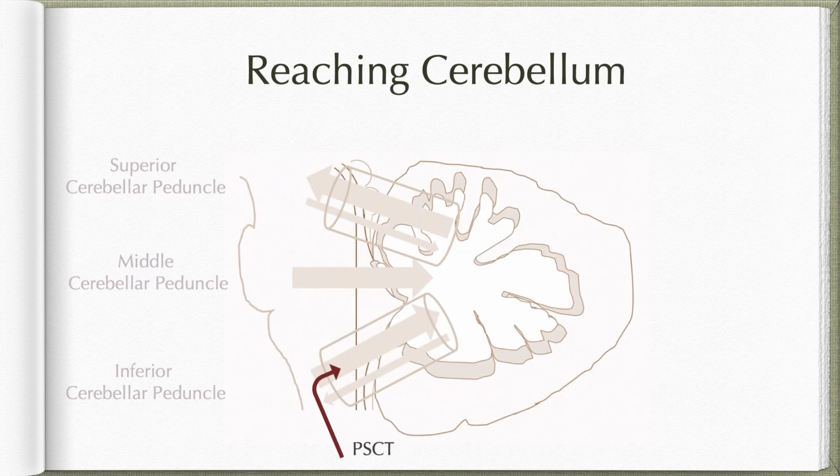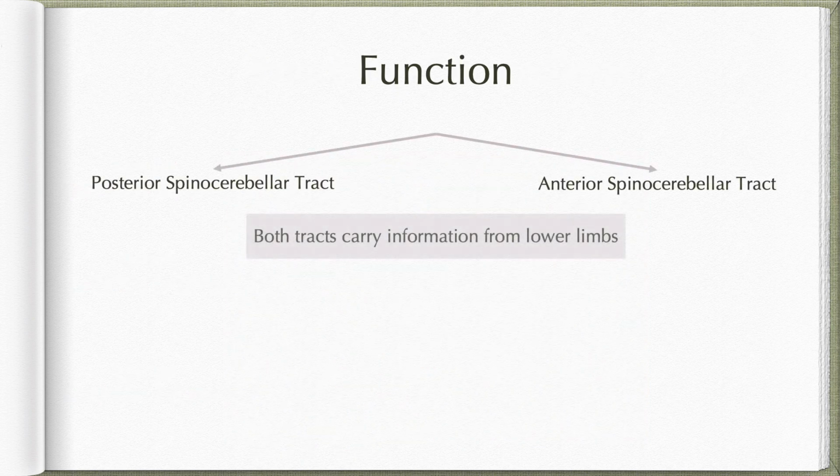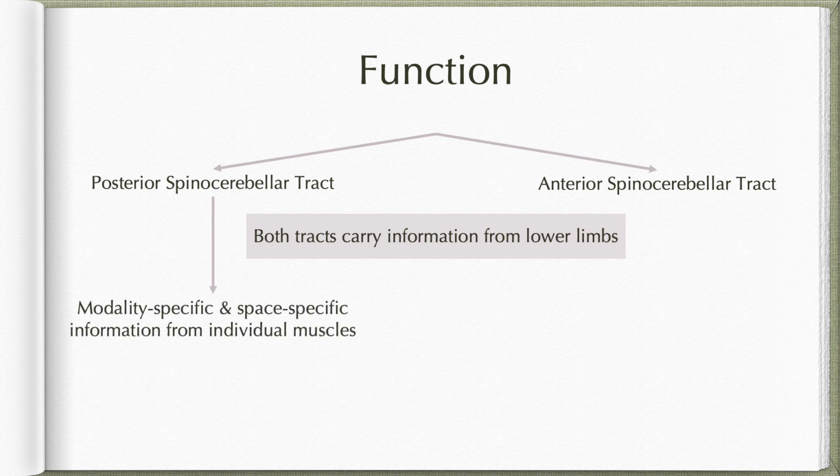So the posterior spinocerebellar tract reaches the cerebellum through inferior cerebellar peduncle, whereas the anterior one reaches the cerebellum through the superior cerebellar peduncle. Both posterior and anterior spinocerebellar tracts carry information from the lower limbs. Posterior spinocerebellar tract, however, carries modality-specific and space-specific information from individual muscles.